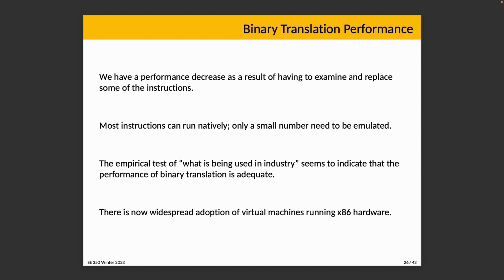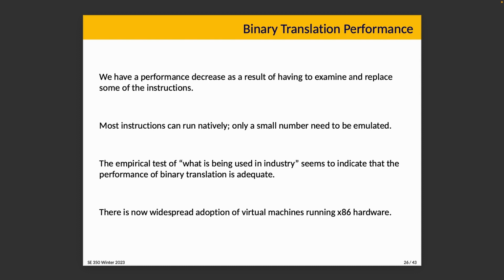So yeah, we do have a performance decrease, again, as a result of having to examine and replace some of the instructions. Keeping in mind that unlike the emulation one, this doesn't apply to every architecture. It only applies to architectures that have so-called special instructions. The unfortunate part for us is it is the popular architectures that have special instructions. And so if we want to look at the empirical test of is this being used in industry, is it good enough? I'm going to argue yes. The performance of this binary translation seems to be adequate.